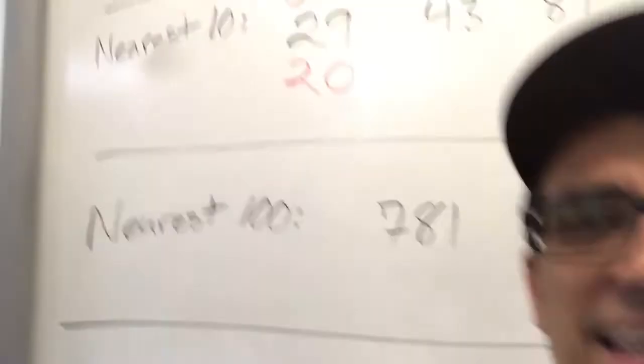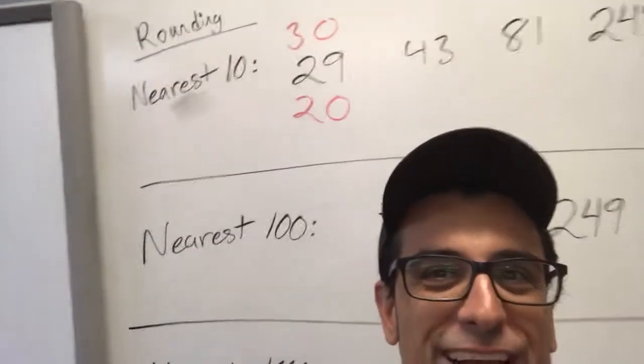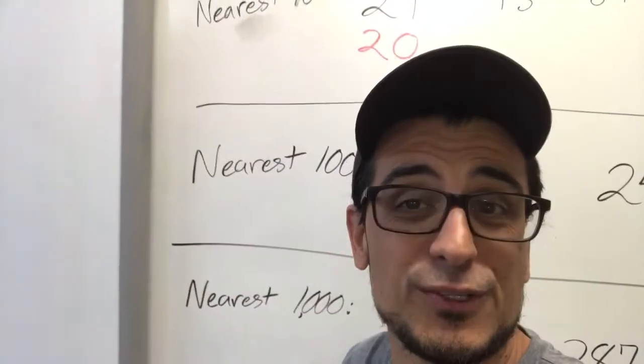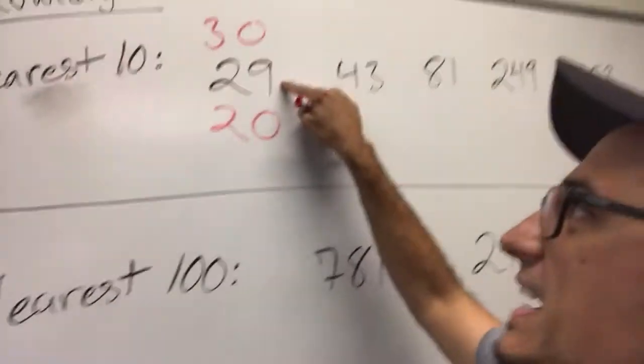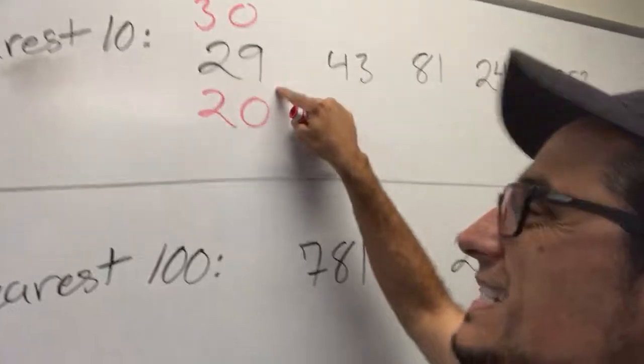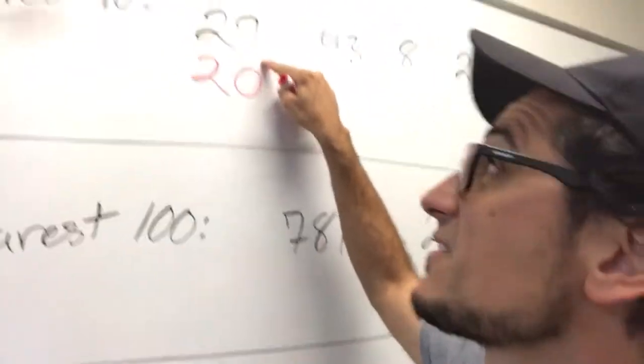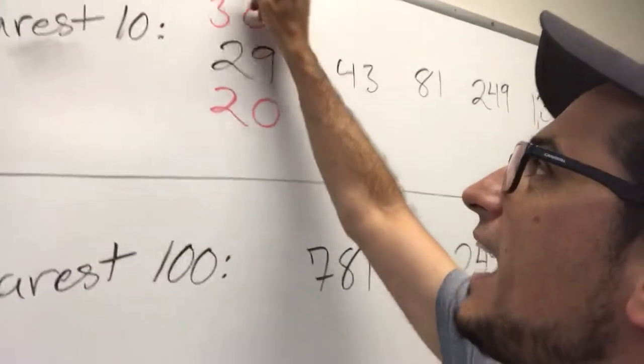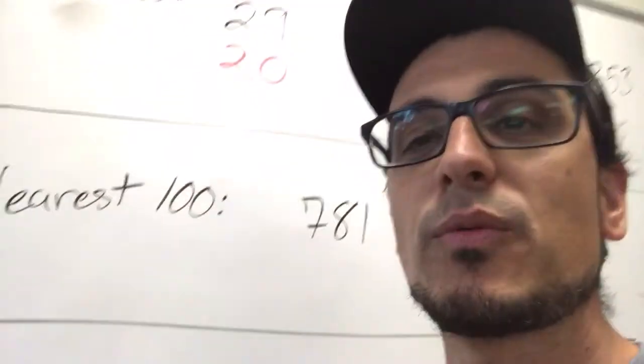For 29, is 29 closer to 30 or closer to 20? In this case, it's only 1 away from 30, but it's 9 away from 20. Because of that, it is closer to 30, and 29 would round to 30.